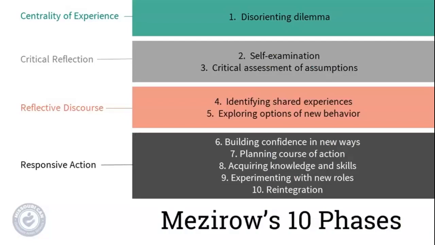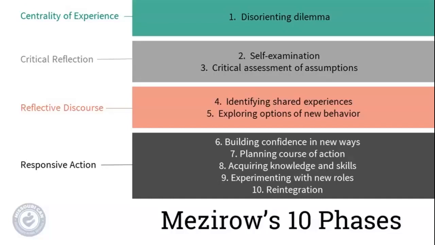So you have this disorienting dilemma, which is you are presented with a problem that challenges the way that you typically interact with and think about the world. Secondly, you move into this critical reflection realm where you have this self-examination, your critical assessment of assumptions, and so we learn how to articulate, interrogate, and evaluate the assumptions that bolster our worldview during this phase.